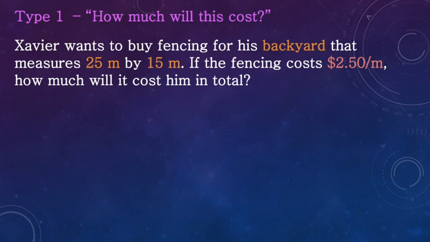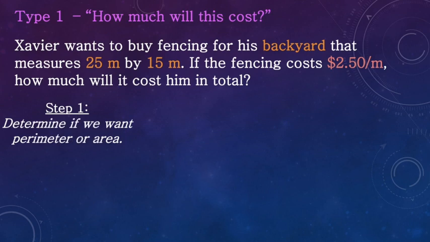All right, so let's finish off the question. If the fencing costs $2.50 per meter, how much will it cost him in total? All right, so what I'm asking here is not necessarily perimeter and area. We'll need that, but what I'm asking is the total cost. So let's break it down into our 3 steps.